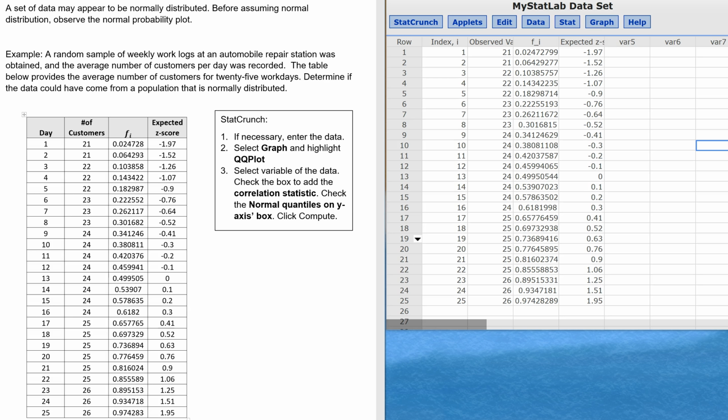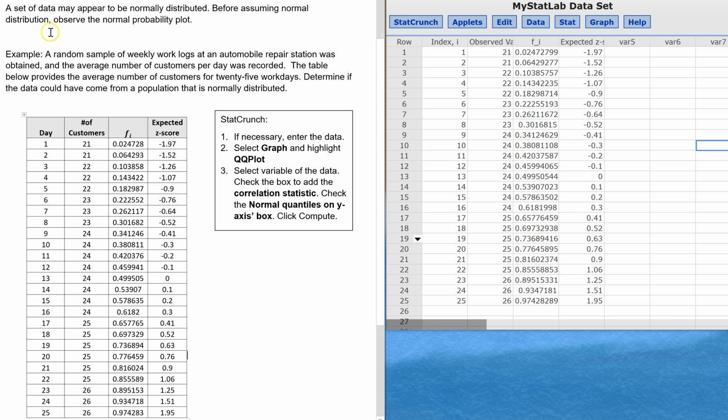First of all, a set of data may appear to be normally distributed. Before assuming normal distribution, observe the normal probability plot. And this lesson will show you how to do the normal probability plot with StatCrunch.